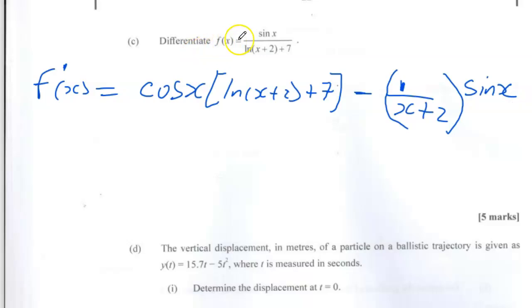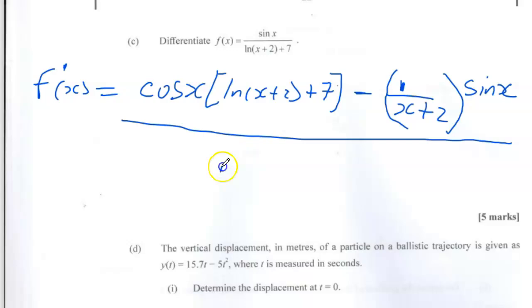So differentiate the numerator, we get cos times the denominator minus, and then we alternate, differentiate the denominator times the numerator, all over the square of the denominator.